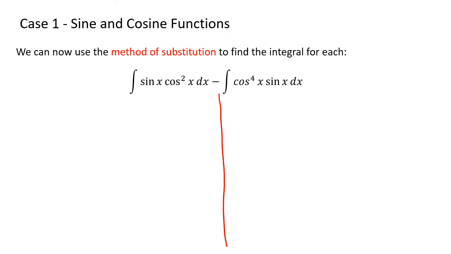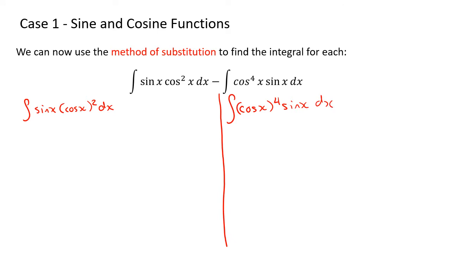Okay, so we can first rewrite each of these integrals. In this case, it's the integral of sine x times cosine of x squared dx. The second one is the same as cosine of x to the exponent 4. I forgot the integral sign. Actually, here, I'll rewrite it so you can see the integral sign. The integral of cosine of x to the exponent 4 sine of x dx.